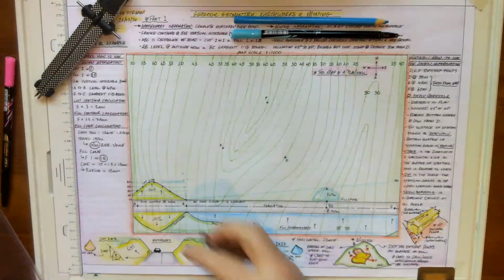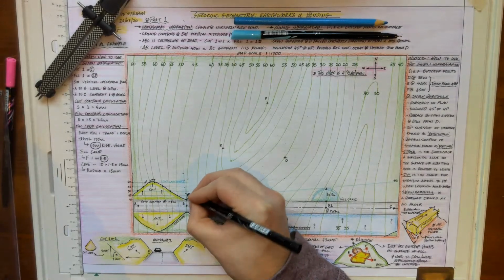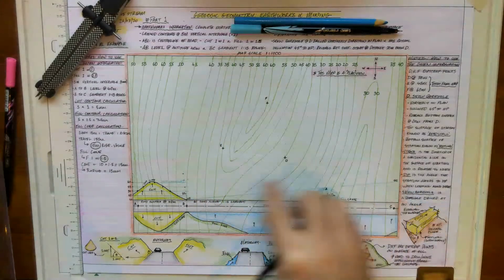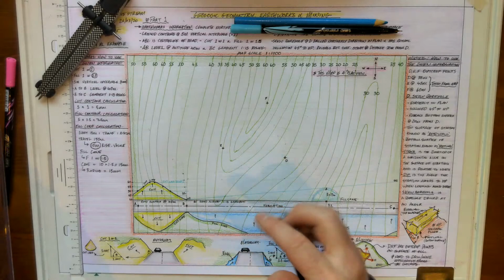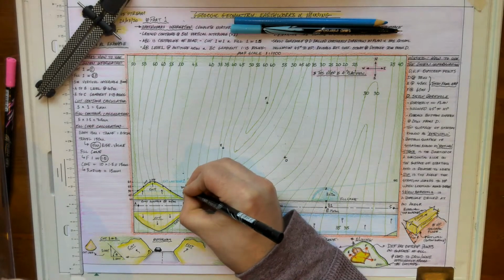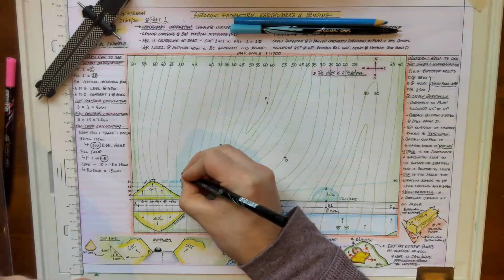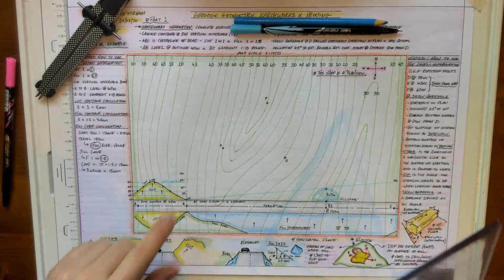And I'm going to write the heights in beside them. So this one is 40. The next one is going to be 35. And as you do a fill, you'll notice that the values decrease as you move away from the road because you're moving towards the ground. 30, 25, and 20. 40, 35, 30, 25, 20.